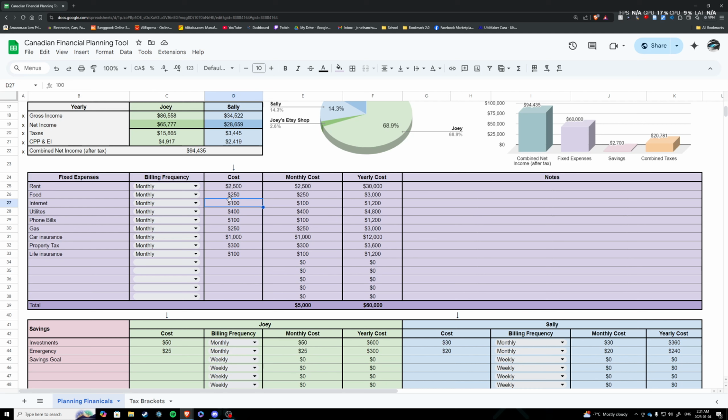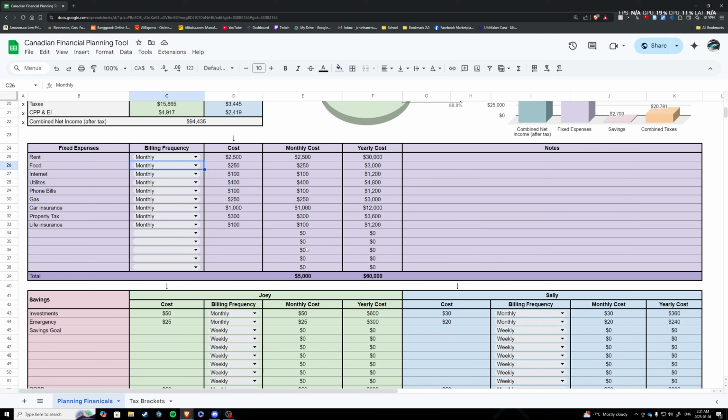For curiosity's sake, we're just going to change the food from $250 monthly to, let's say, bi-weekly. You can see that the values are updated. I'm going to change it to weekly. So that's 1,000, 13K. Anyways, change that back.